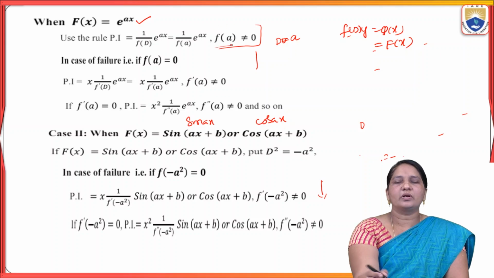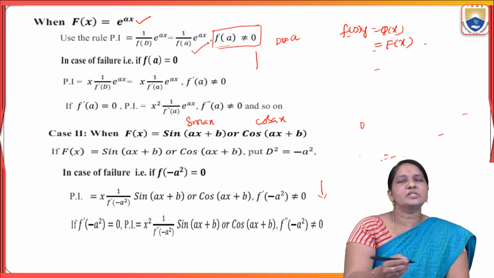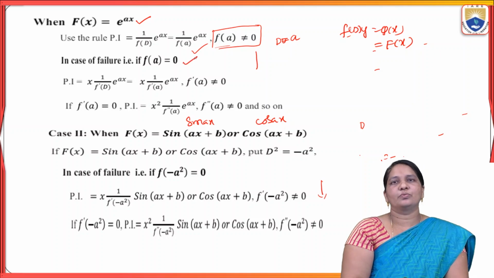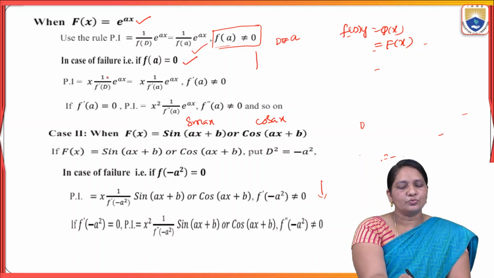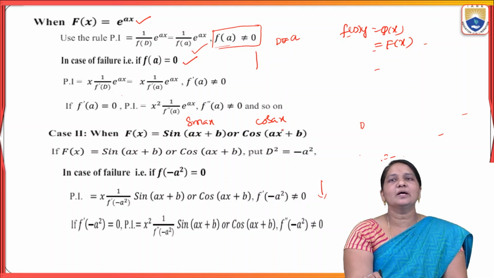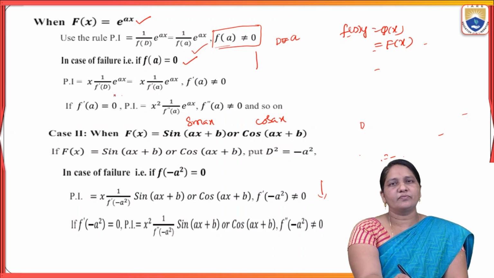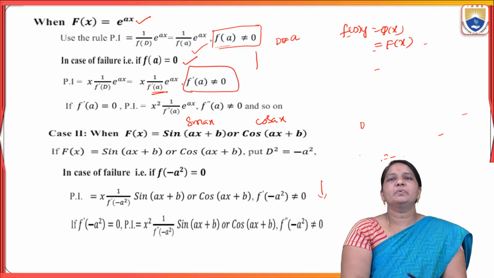Then f of a should be not equal to 0. If f of a is not equal to 0, the problem is finished, and finally we can write the solution. If f of a equal to 0, then what should I do? Here, if f of a equal to 0, we follow this formula: x into 1 by f dash of D into e power ax. After differentiating f of D, which is nothing but the equation in terms of D, we have to replace the D value again. Then f dash of a should be not equal to 0.